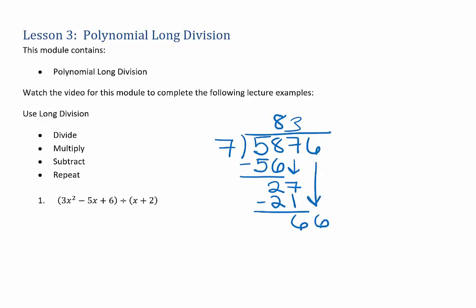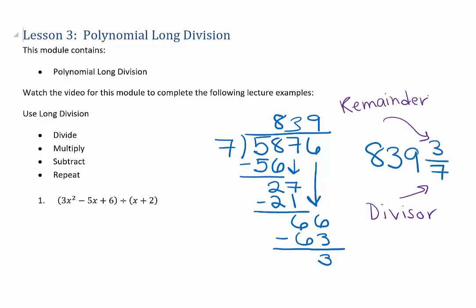And finally, I bring down the last number. How many times does 7 go into 66? It goes in 9 times. 9 times 7 is 63, remainder of 3. And I can express my answer as 839 and 3/7, where 3 was that remainder, 3 left over out of 7, the divisor. So I'm doing this review problem because when we divide polynomials, we use the exact same process.